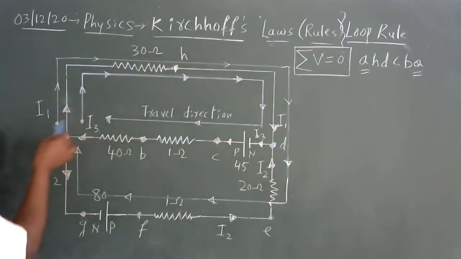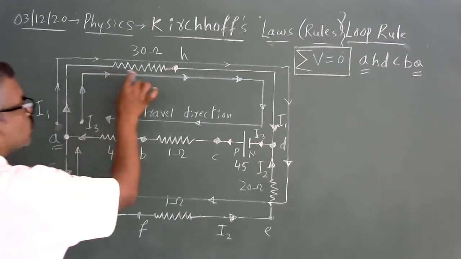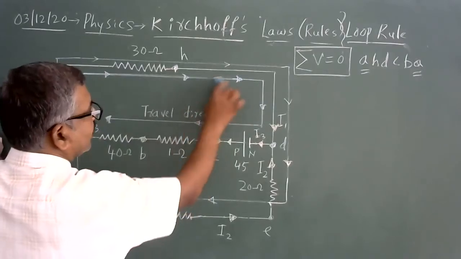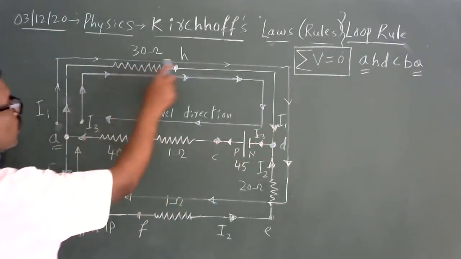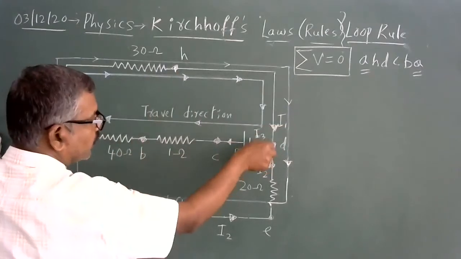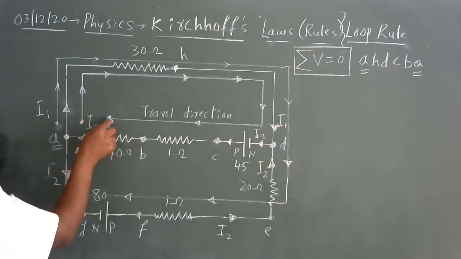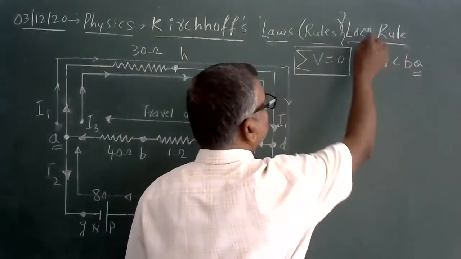To convey this much better, A is here. You start from A and traverse through the loop. This arrow mark indicates the traveling path. It is called the travel direction. You start from A, go to H, then go to D. D is here. Then point C, then point B, then back to point A. The starting point and end point should coincide. That is called a loop.